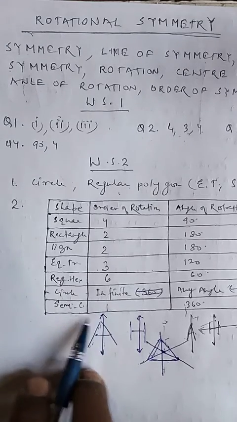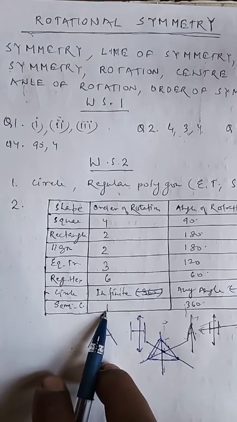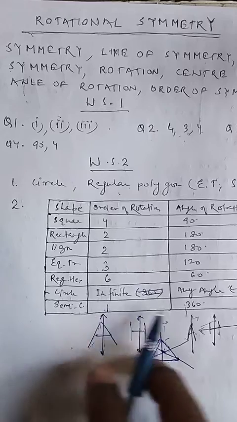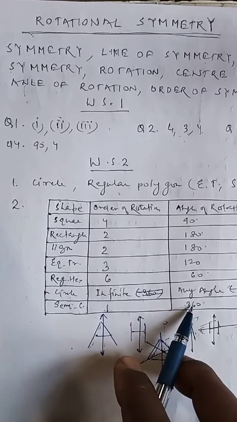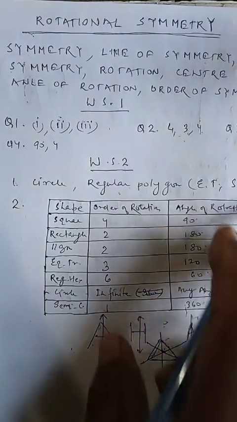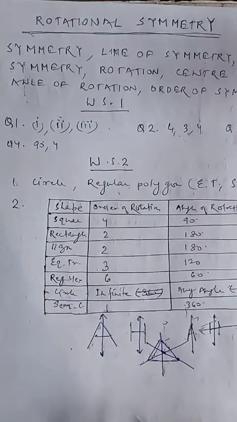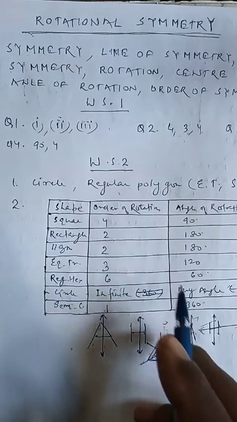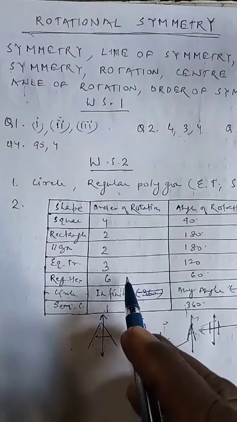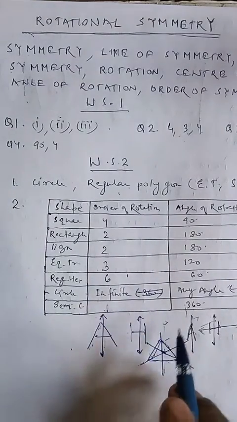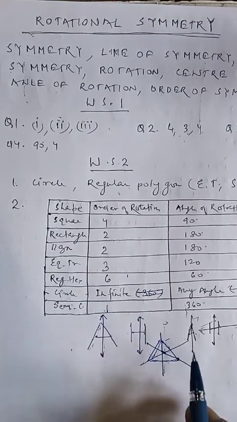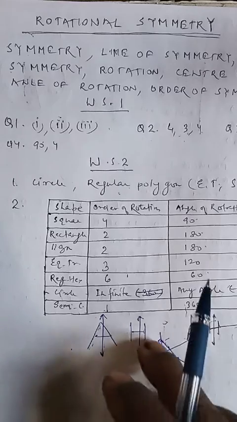For a semicircle, you will write order of rotation 1 and angle of rotation 360 degrees. Now this is the symmetry portion which you have to study, and you will do your work and show it to me. Okay?